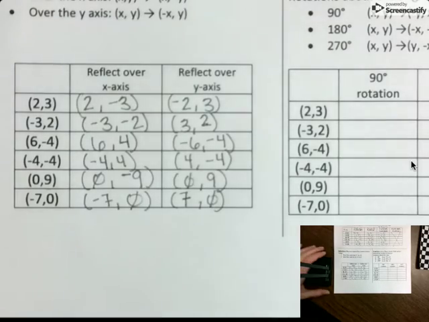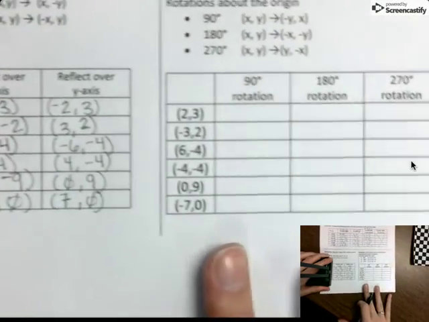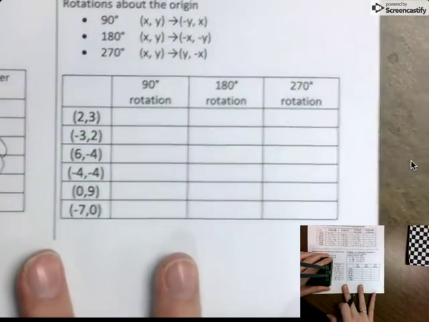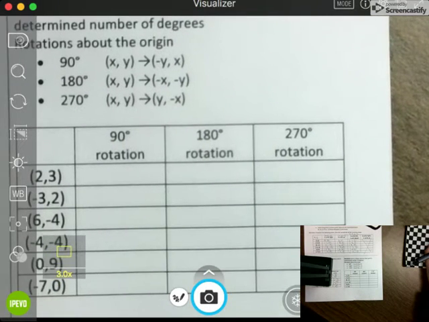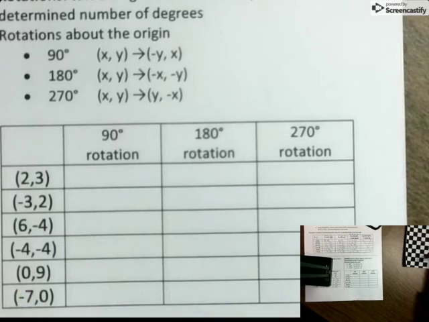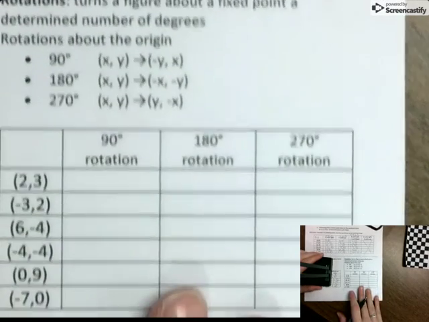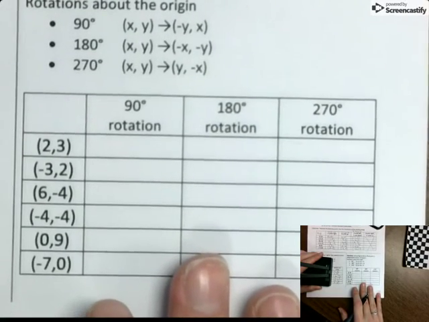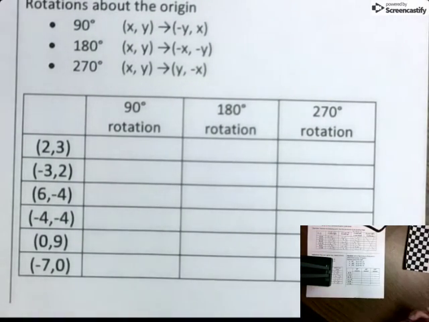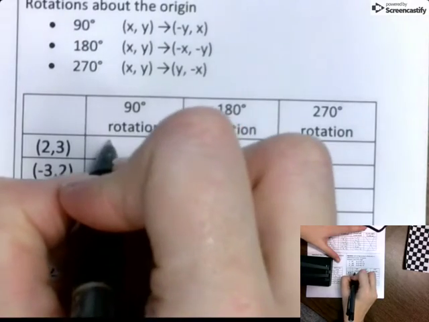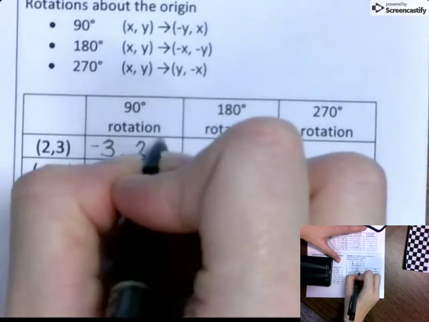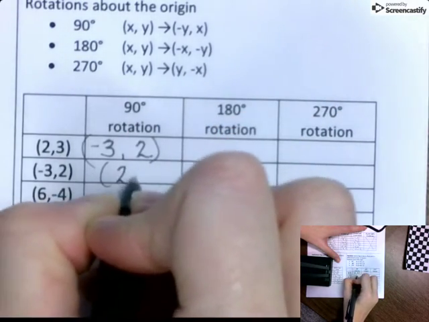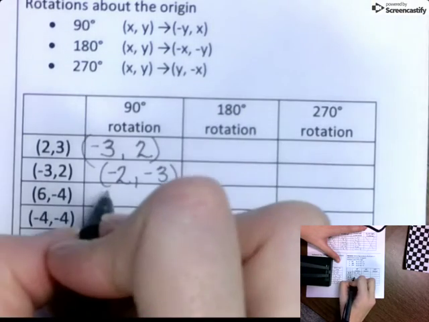All right, and then the last one, when you are rotating. So we have 90 degrees. The y flips to a negative, or the opposite, and the x and y flip. So let's do this first. Let's flip our 3 and our 2, and this becomes the opposite. Let's flip our 2 and our 3, and this becomes the opposite.